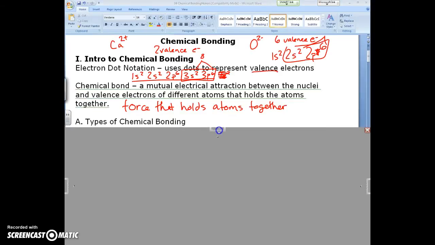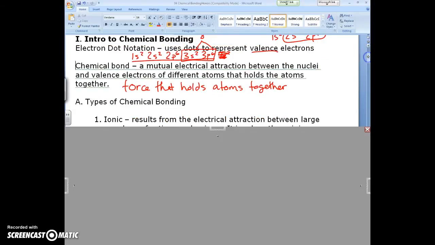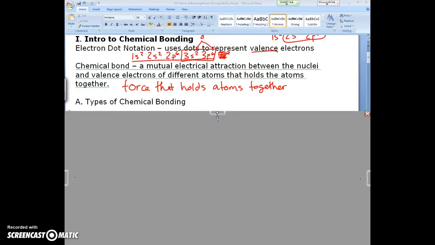All right. So let's talk about the types of chemical bonds. I expect that you probably had some of these different types of chemical bonds in other science classes, or at least briefly talked about them. And that's all we're going to do here today in this lesson. It's just briefly talk about them, and then we'll go more in depth later on next week. So, types of chemical bonding.